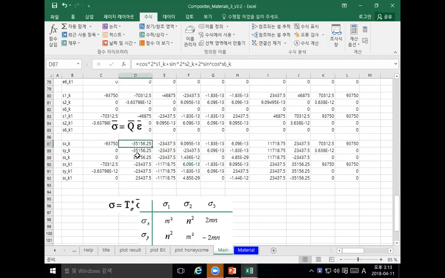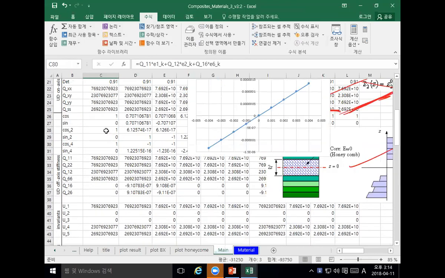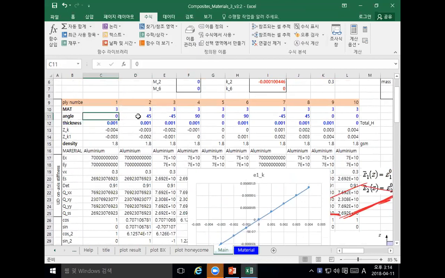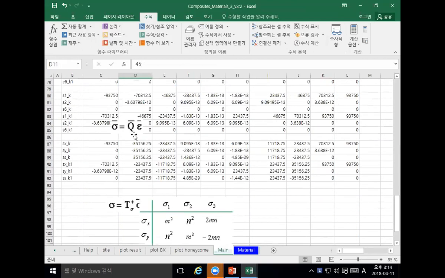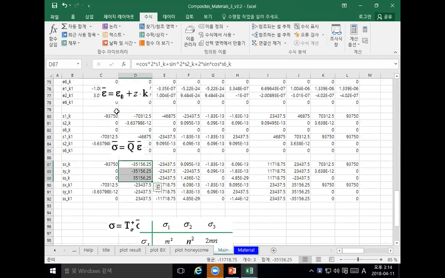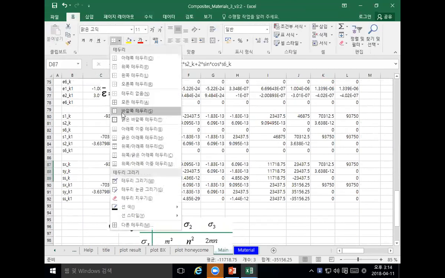Strange. Okay, this is a 45. Oh. Okay, well, I made a mistake. A mistake, not in the programming, but this is a transformation of stress. It's nothing to do with the material properties. So we transform this stress by angle zero. We transform this stress by 45. This is a stress state, and this is the stress state. Let's take a look at only that part and only that part.